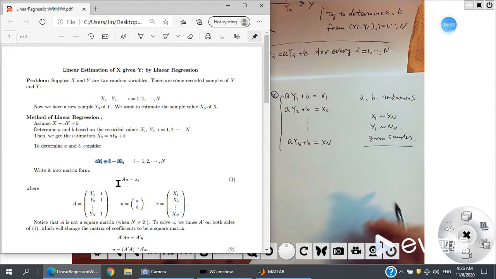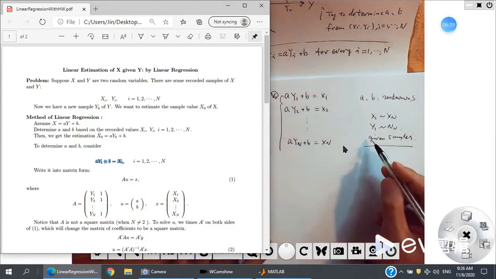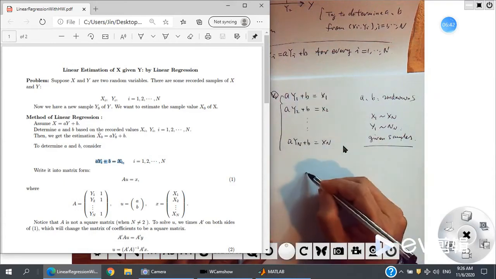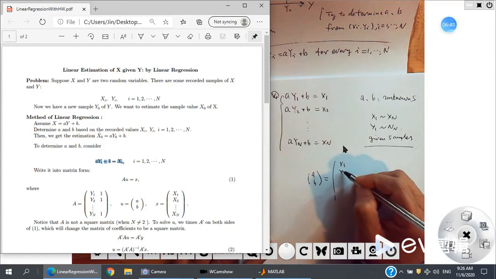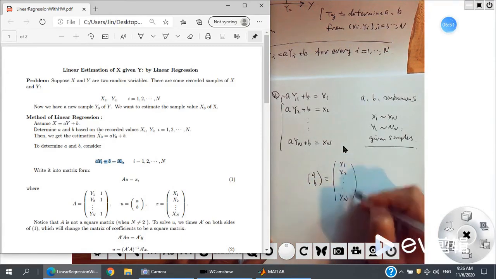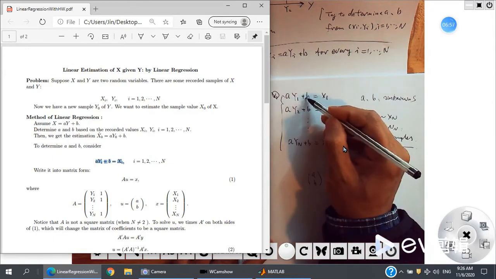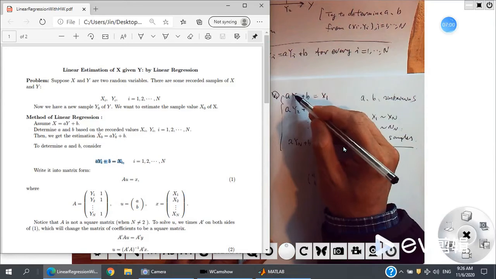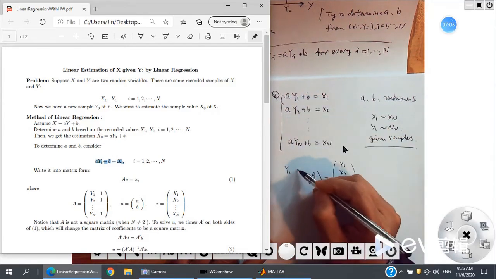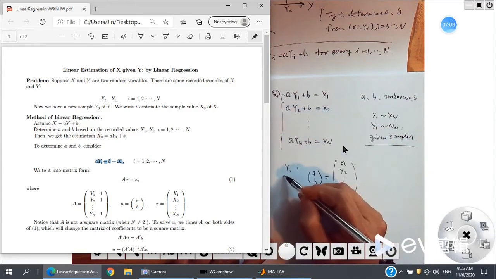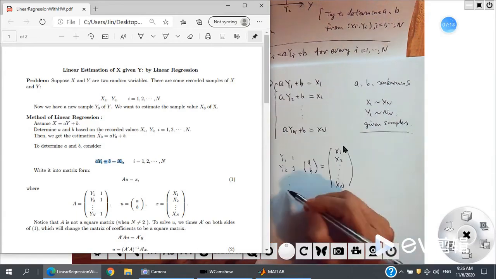So we have this, and then we try to write it in matrix form. A and b are the unknowns. This side is just the column x1, x2 until xn. And this side, the coefficients: the unknown a has coefficient y1, the unknown b has coefficient 1. So here are y1 and 1. Then the second equation has coefficients y2 and 1, and so on. The last one is yn and 1.